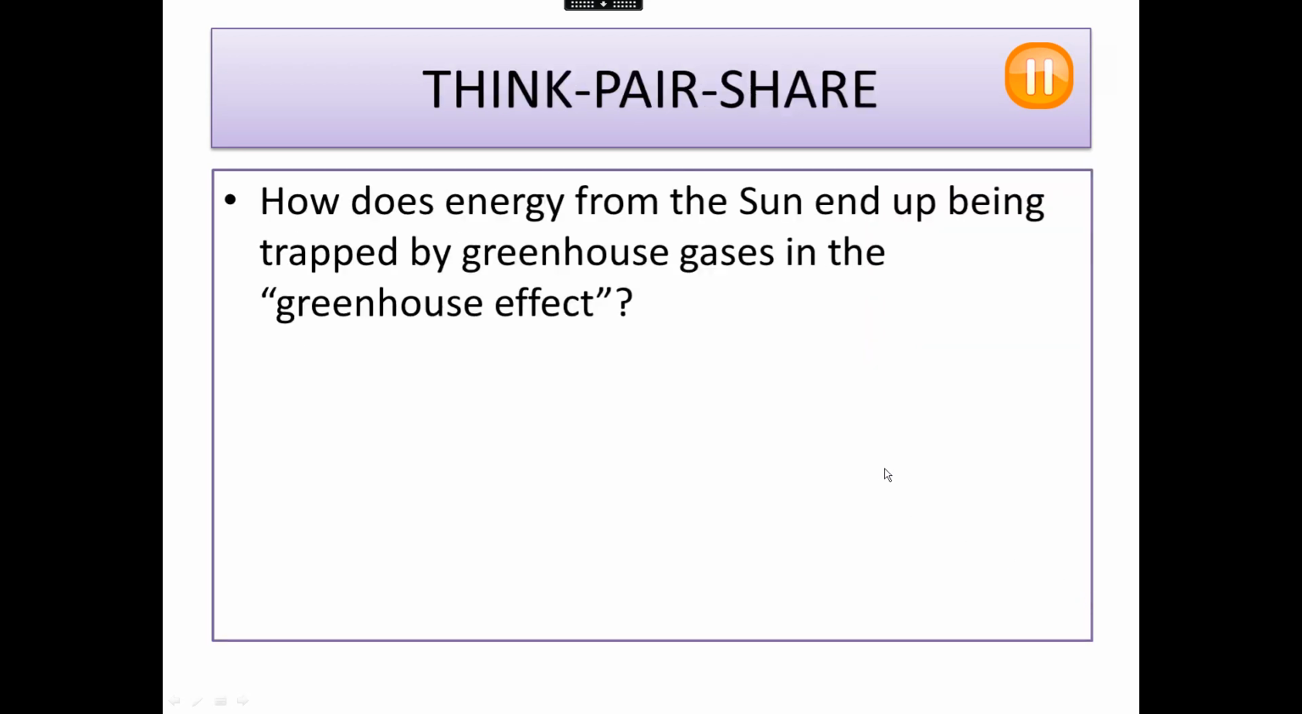Okay, now we're going to try and put an answer into sentences. Don't write it down, just think of it. How does the energy from the sun end up being trapped by the greenhouse gases as part of the greenhouse effect? How does the greenhouse effect work? Try and include the idea of waves and long wavelength and short wavelength in your answer. Don't write it down, think it in sentences. Pause it now.